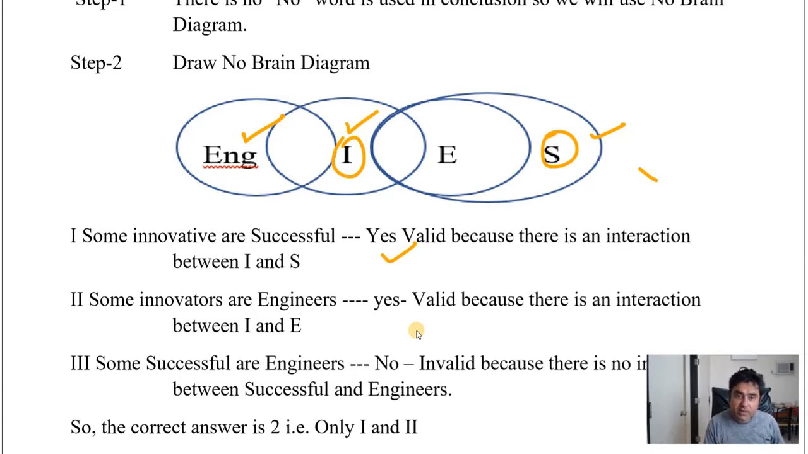Some innovators are engineers. So this is innovator and this is engineers. So this is also valid. Some successful are engineers. Some successful is here and engineer is here. So no, there is no correlation between engineer and successful because they are separated. So this is invalid.